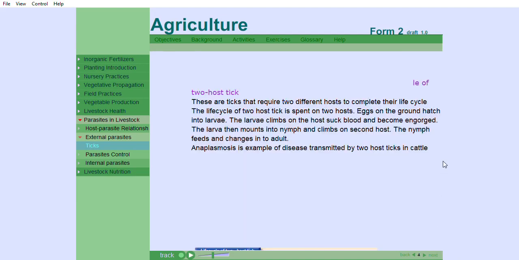Life cycle of two-host tick. These are ticks that require two different hosts to complete their life cycle. The life cycle of a two-host tick is spent on two hosts.